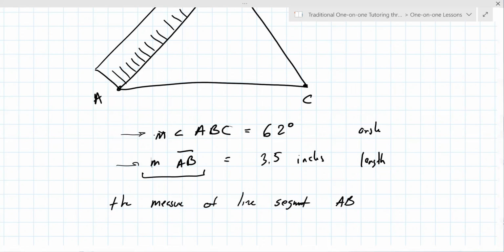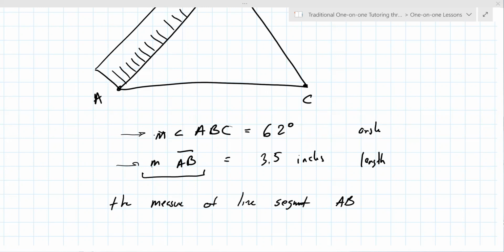That's what I'm trying to get you to see, that they're both possible. So you would have to distinguish them. You would have to say something like the first one means measuring the angle. The second one means measuring the line segment.